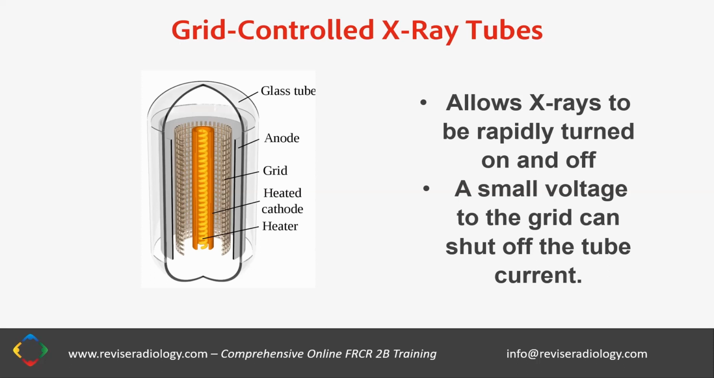The construction is as shown in the figure here, which is the glass tube, the anode, the grid, the heated cathode, and the heater. So this is actually considered a 3-electrode setup where the grid acts as the third electrode. The function of the grid is very similar to the nickel focusing cup. It will exert such a strong negative electric force on the electrons that the tube current will be shut off completely. In this way, by changing the electric forces on the grid, it's an electric switch for the X-ray tube.